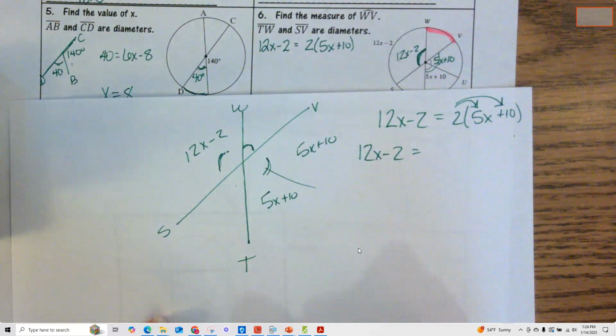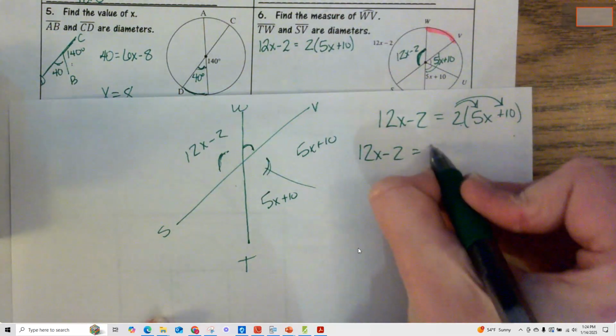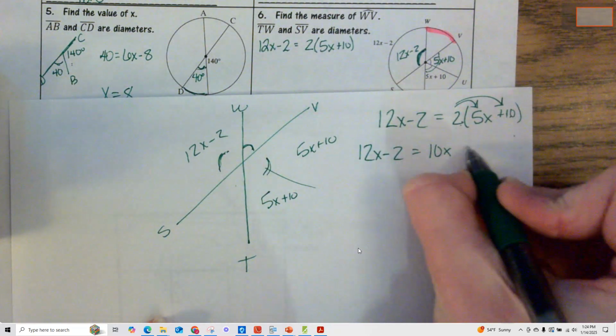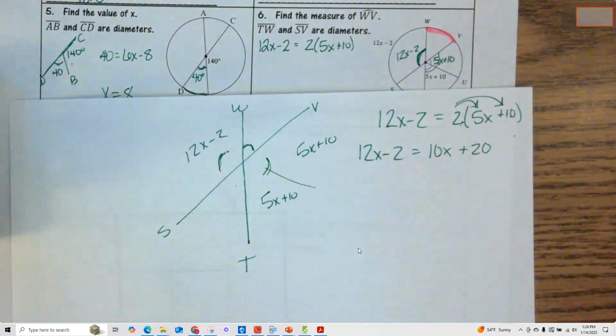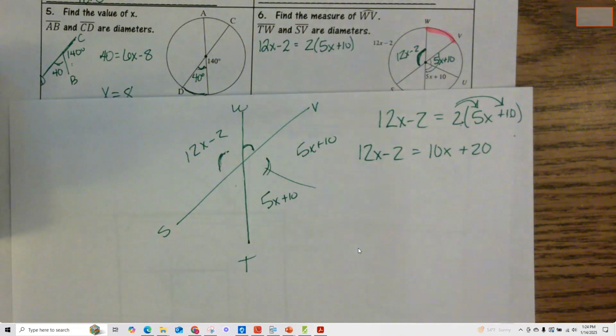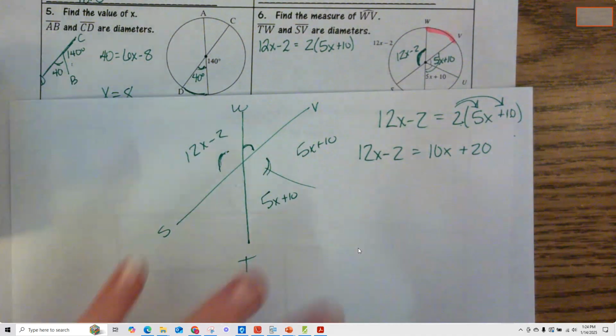So remember the distribution. 2 times 5x equals 10x. 2 times 10 is 20. Okay, we got an x on both sides. You remember what I told you last year? If you got an x on both sides, what to do? Not add them together, just get them together. Do you remember which one to move? Your brain remembered the lesson. Always move the smallest x. Trust me, it just makes life easier.